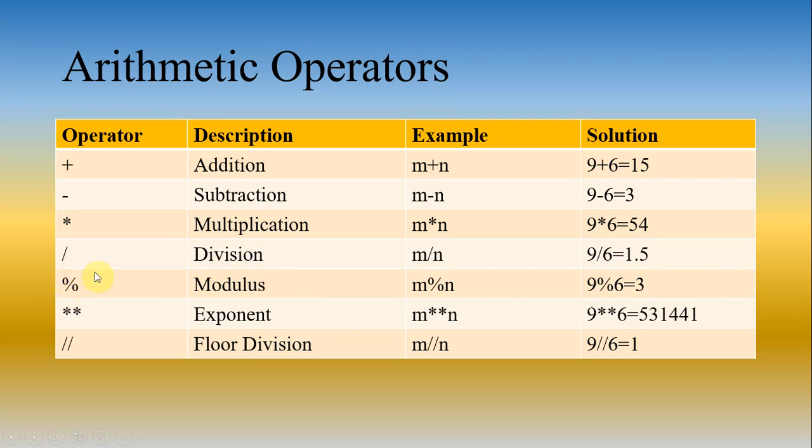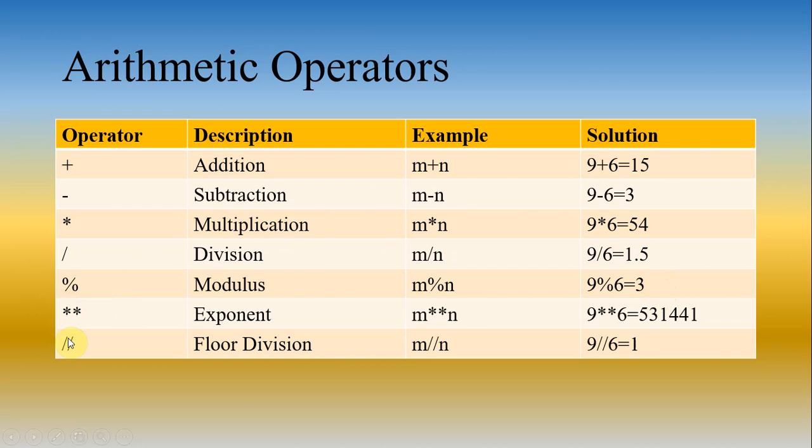Next is the modulus operator. The modulus operator basically gives the remainder of a division. So we basically do m mod n, where n is the divisor, m is the dividend, and m mod n will give me the remainder of the division. For example, 9 mod 6 equal to 3, because 9 divided by 6 gives the quotient as 1 and remainder as 3. Mod will only calculate the remainder, so 9 mod 6 equal to 3.